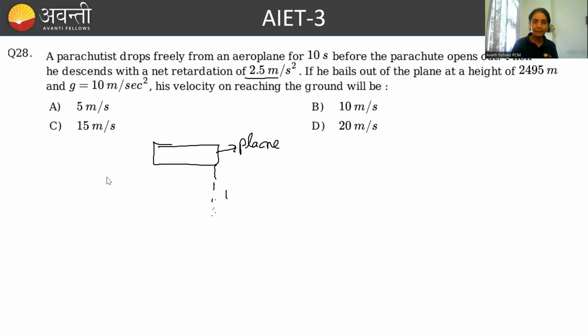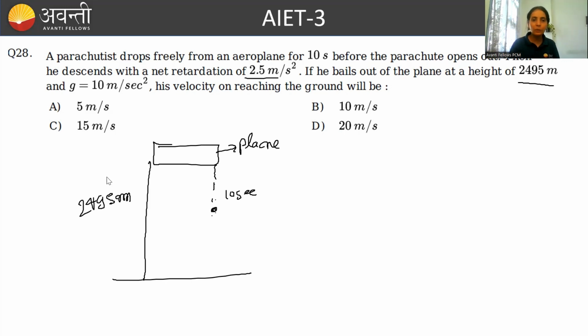So until 10 seconds it was like this. And after 10 seconds, his or her parachute will open up. And he or she will experience retardation of how much? 2.5 meter per second square. Then, if he bails out of the plane at a height of 2495 meter, bail out means to come out, okay? So if he bails out of the plane at a height of 2495 meter, and g equal to 10, this height from the ground is given as how much? That is given as 2495 meter.